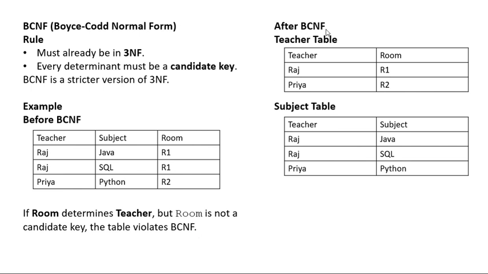And after BCNF, the teacher table has teachers like Raj and Priya, and Raj's room is R1, and Priya's room is R2. And the subject table has teacher and subject: Raj is Java and Raj is SQL, and Priya is Python.